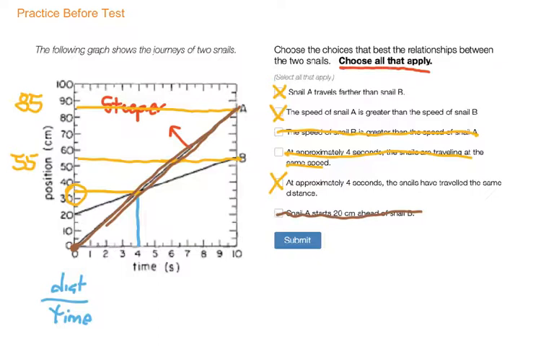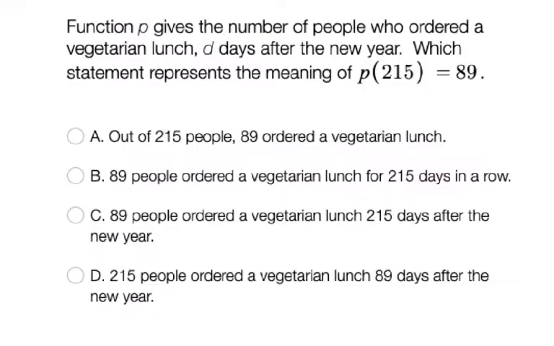All right. So if you would have selected those 3 or you weren't sure, now I've explained why each one of those options was true. All right. Moving on to the next slide.